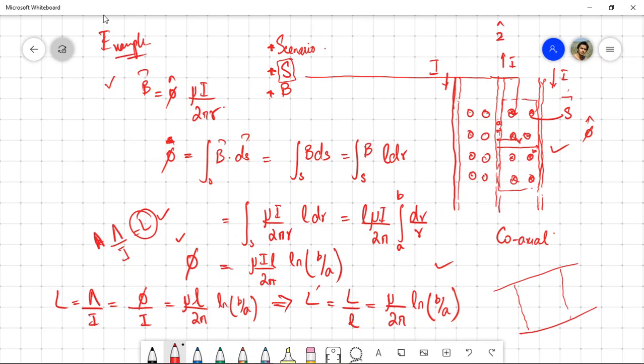So these things are pretty simple. Just bifurcate these types of numericals into their parts: identify the scenario, identify the surface area that you need to take into account, identify the expression of B for that particular case, and then calculate the value of phi, and then you can easily calculate the value of self-inductance for this case.